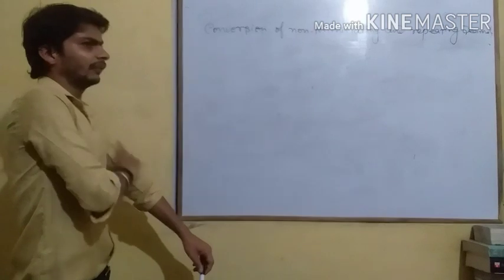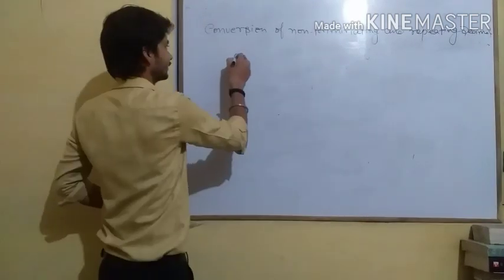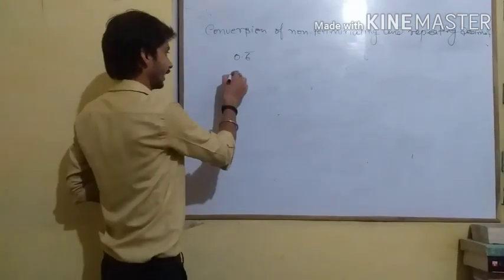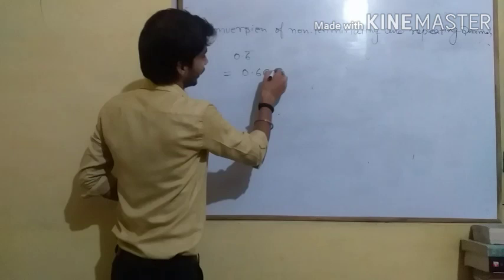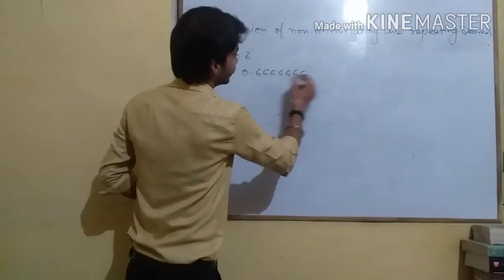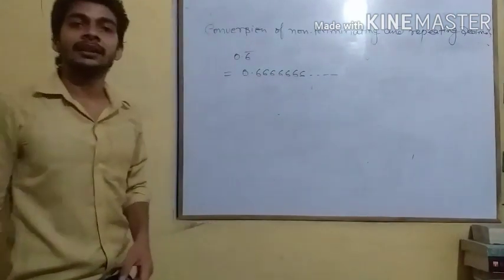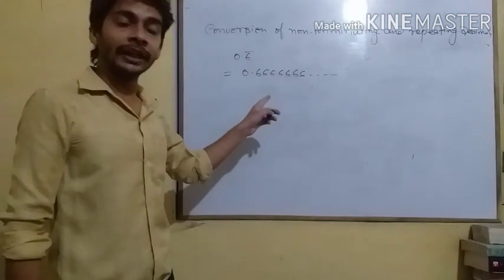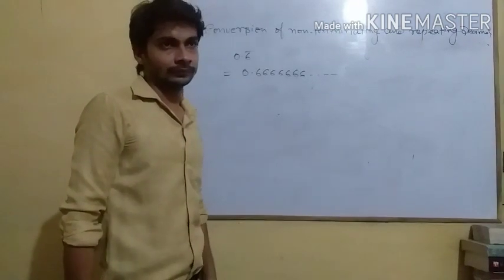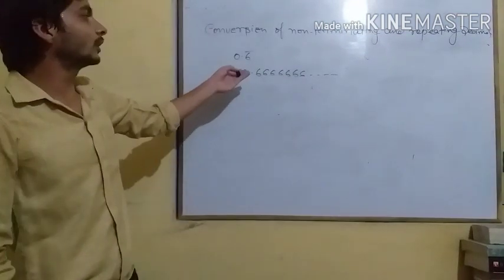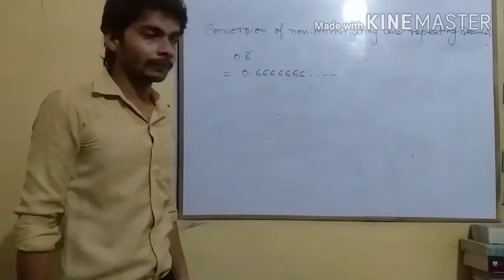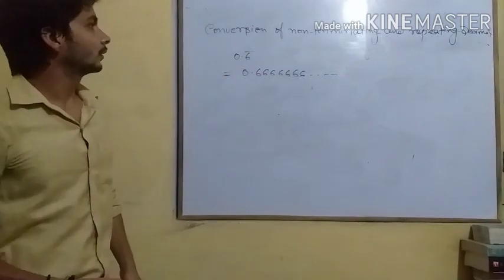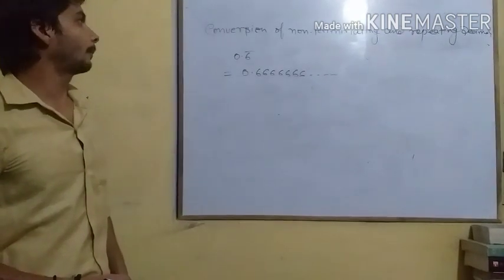In this way, if we take an example like 0.6 bar, this is non-terminating because the expansion of the 0.6 is 6 6 6 6, this is repeating and non-terminating. And the second thing, this is a pure recurring decimal, and we cannot terminate the 0.66666 and so on. Now come to the method to convert them into the form of m upon n.